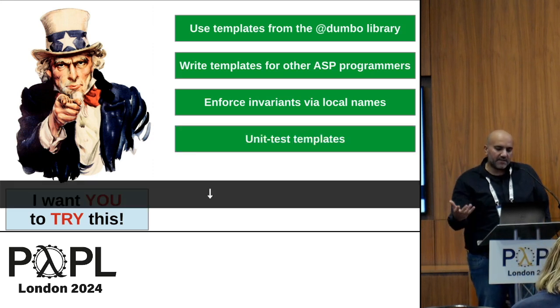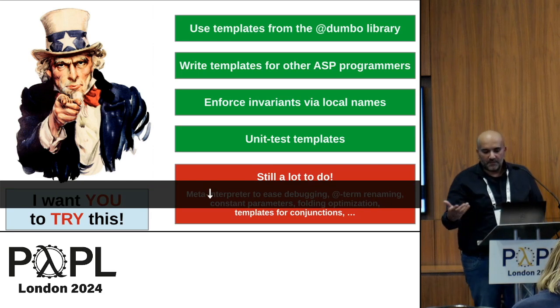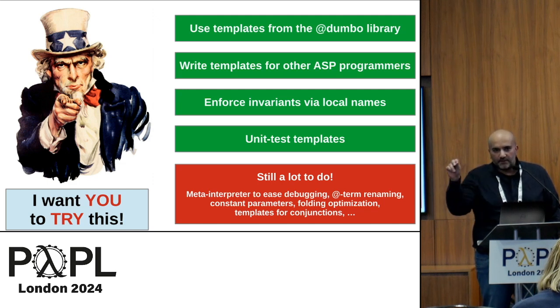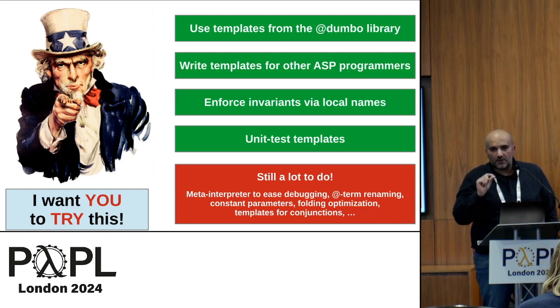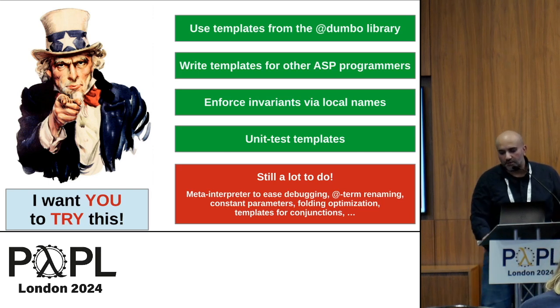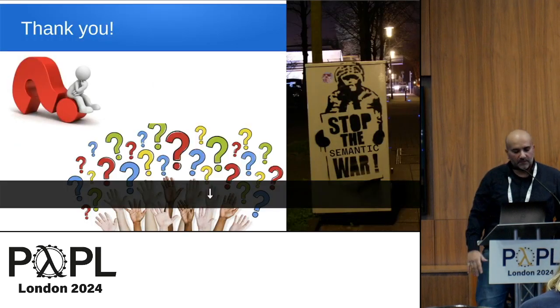And then the idea is that we would like to test the templates. They will be the unit. Okay, there is a lot to do. Maybe in a debugging session, you would like to have a meta interpreter in order to track the program. It will be slower, but for debugging it will be good. We want to build at-term libraries, so maybe also renaming of at-terms, or maybe optimize some predicates that appear only once, or maybe sub-rule templates, like a conjunction, okay? But slowly. Thank you.